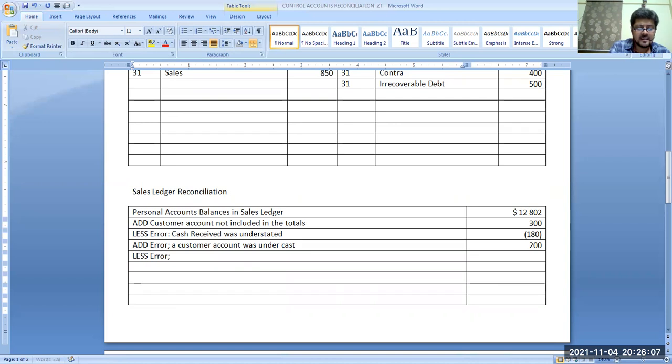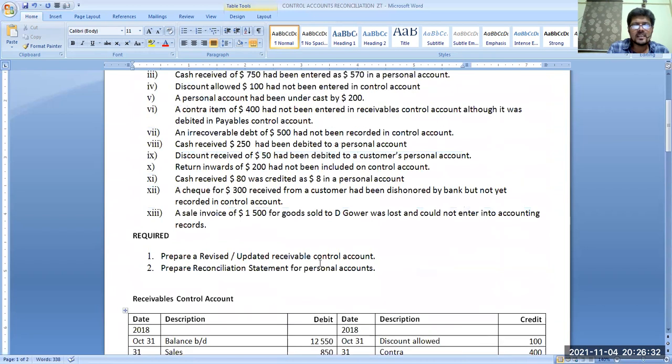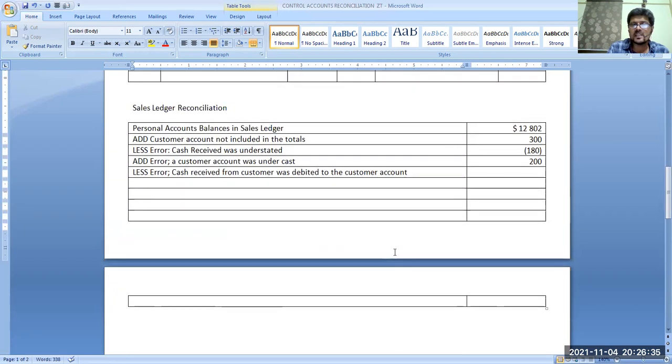Error, cash received from customer was debited to the customer. Okay, so we have to less this. How much? 500. Because it was 250, now we have to reduce it by 500.